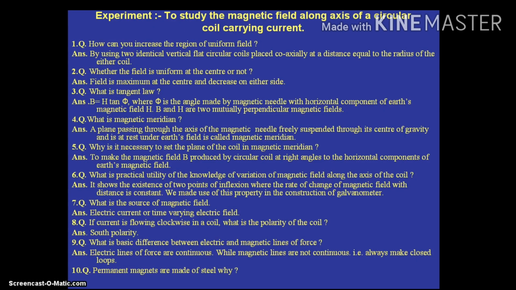The tenth question is: why are permanent magnets made of steel? Because the coercivity of steel is greater than that of iron, so permanent magnets are made of steel.